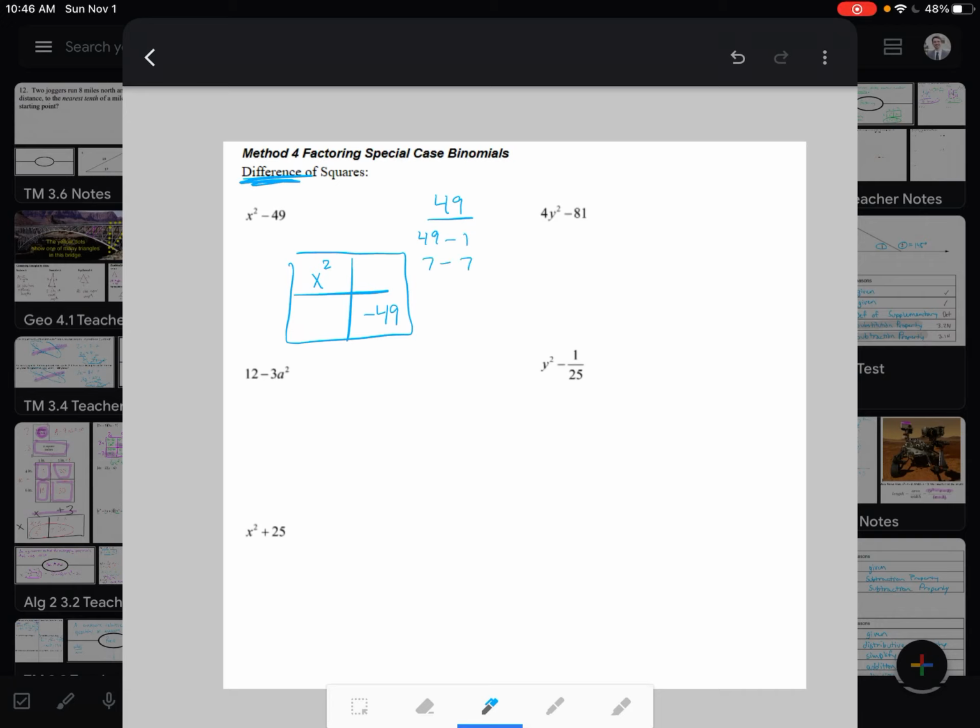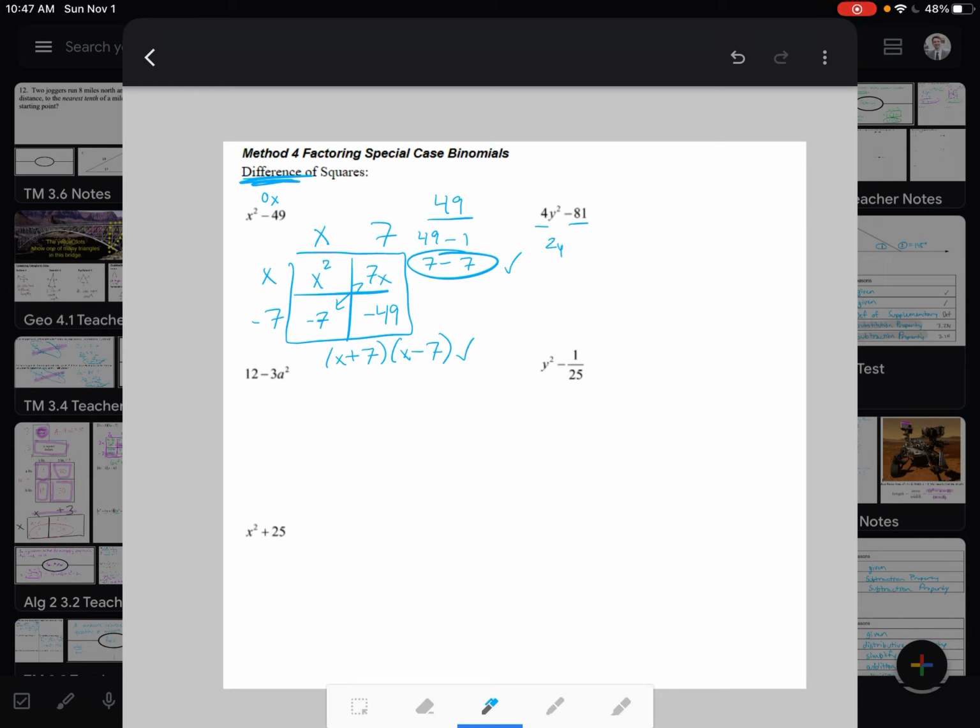Remember, we are subtracting here. So we have 49 and 1, 7 and 7. And it looks like we have a 0 term in the middle, so we definitely want to have 7 minus 7 here. So x and 7, x plus 7 and x minus 7, checking our work here. Again, diagonals do cancel in this case. So x plus 7 and x minus 7 makes us happy. That's our factored answer.